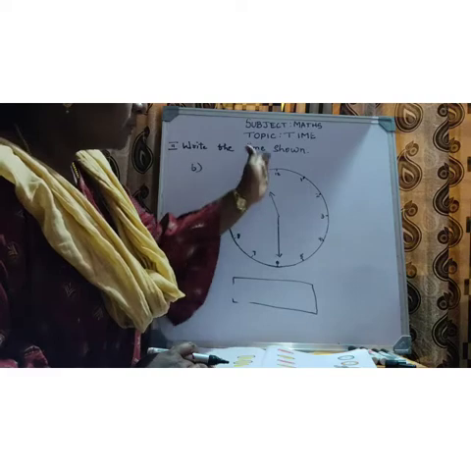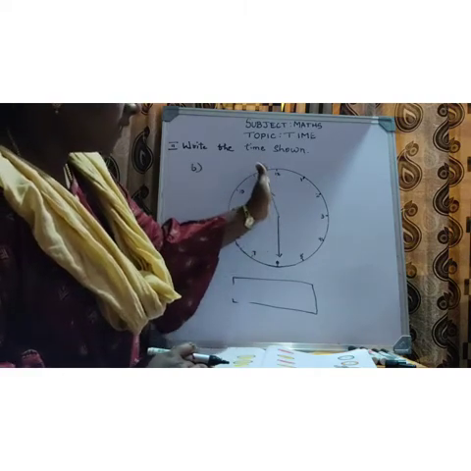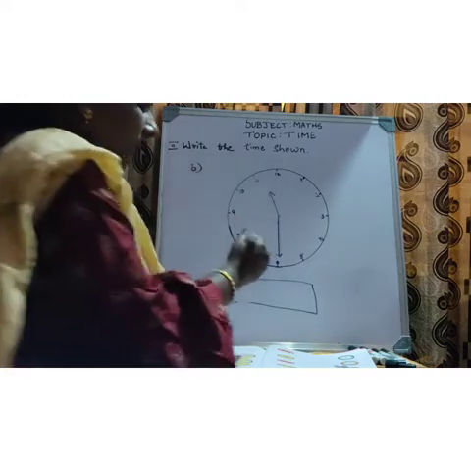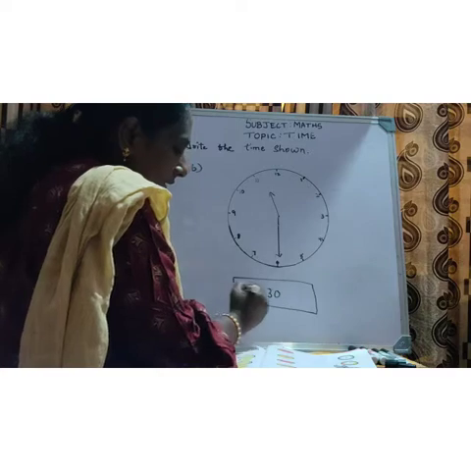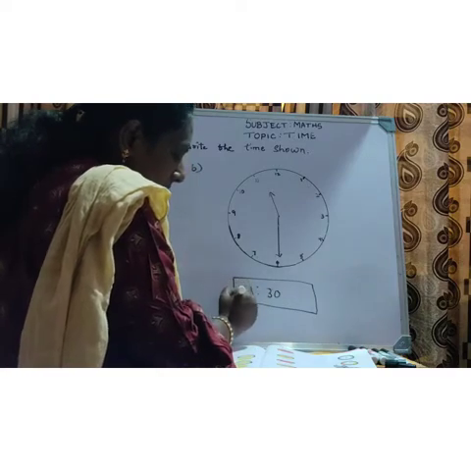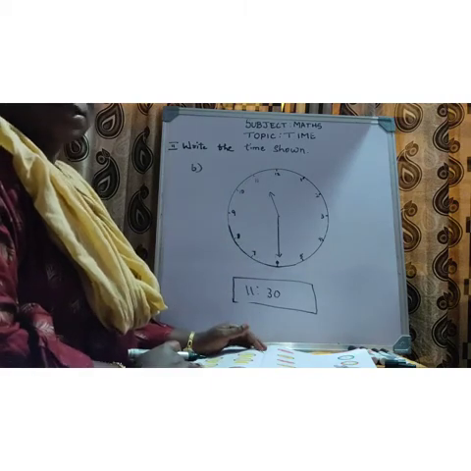So the next one, children, the minute hand is at 6 and the hour hand is between 11 and 12. Okay, so you can see it is at 11. So the time is 11:30. What is the time, children? The time is 11:30.